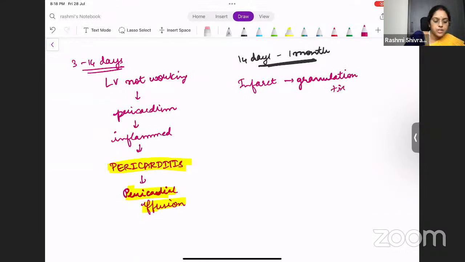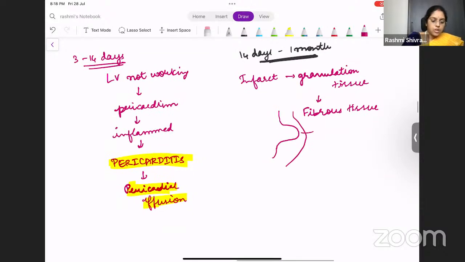You must have learned in pathology, when there is a raw area, there is granulation happening, isn't it? So granulation tissue comes. What happens then? There is fibrous tissue deposition on top of the granulation tissue. Because of that, this left ventricle will start ballooning out like this. What is this called? Left ventricular aneurysm. What we saw earlier was a pseudoaneurysm. In this, the left ventricle really gets an aneurysm.